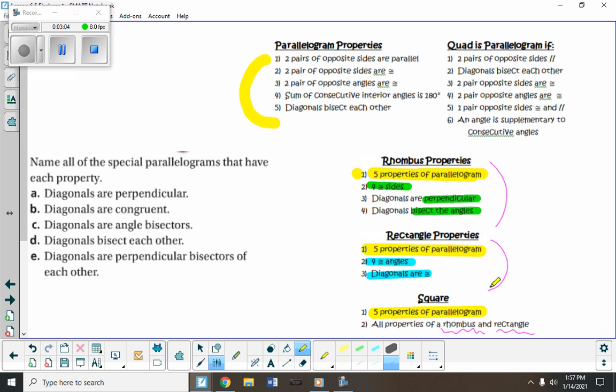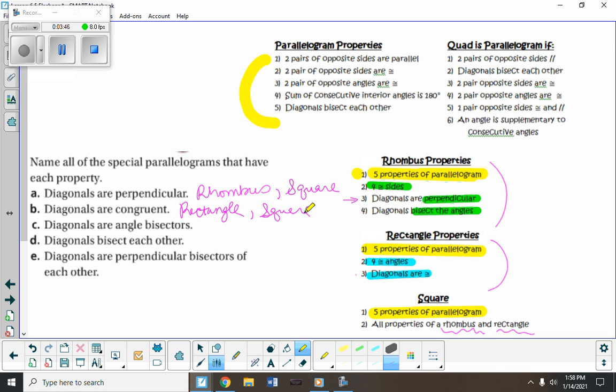So let's just run through these questions. This isn't on the note guide, but these are part of the assignment. So it says, name all the special parallelograms that have each property. Diagonals are perpendicular. Well, we see that here, so we would say rhombus. And everything that's true about a rhombus is true about a square. So it would be a rhombus and a square. Next, diagonals are congruent. That would be a rectangle. Property of a rectangle. And the properties of a rectangle are also true for a square.